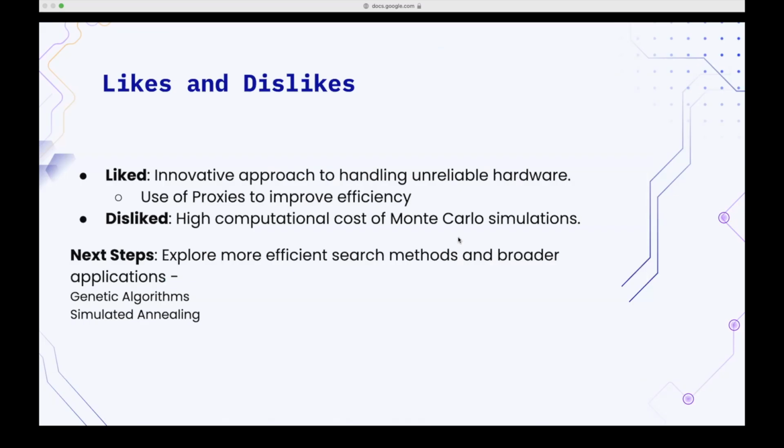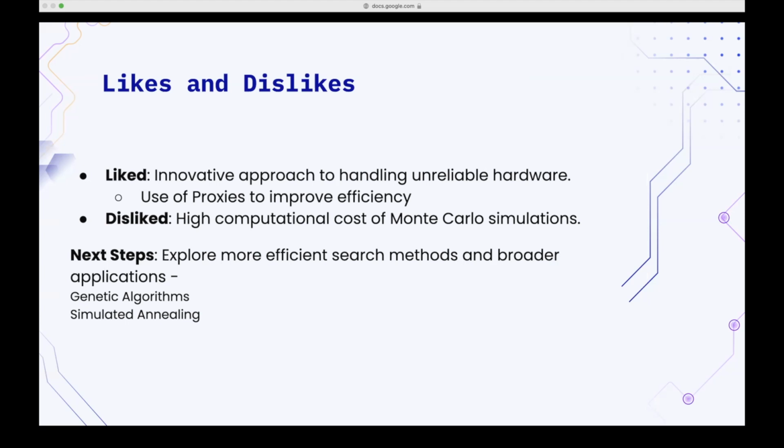that they use. So what I liked about this research was that the approach to handling the unreliable hardware was really refreshing, and they also implemented proxies, which was also really good in terms of energy efficiency and cost. What I did not like is that they use Monte Carlo, which takes a lot of processing power to get results. We can use better search-based algorithms like genetic algorithms or even simulated annealing to further cut down the costs.